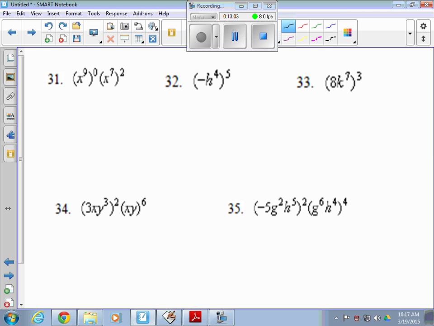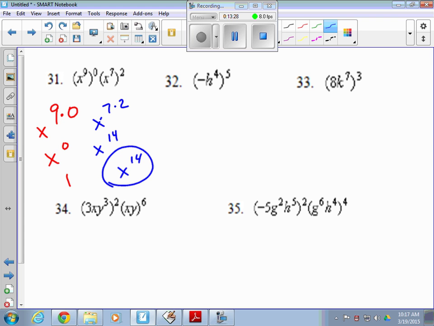x to the 9th to the 0. x to the 9 times 0 is x to the 0 power. That's 1. Anything to the 0 power is 1. Times x to the 7th to the 2nd power. x to the 7 times 2, x to the 14th. So 1 times x to the 14th is simply x to the 14th power. Negative h to the 4th to the 5th is negative h to the 4 times 5, which is negative h to the 20th.